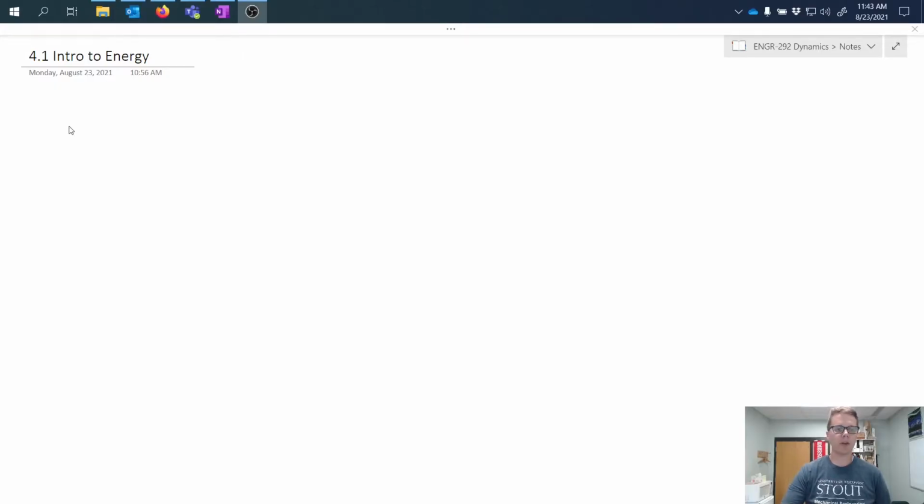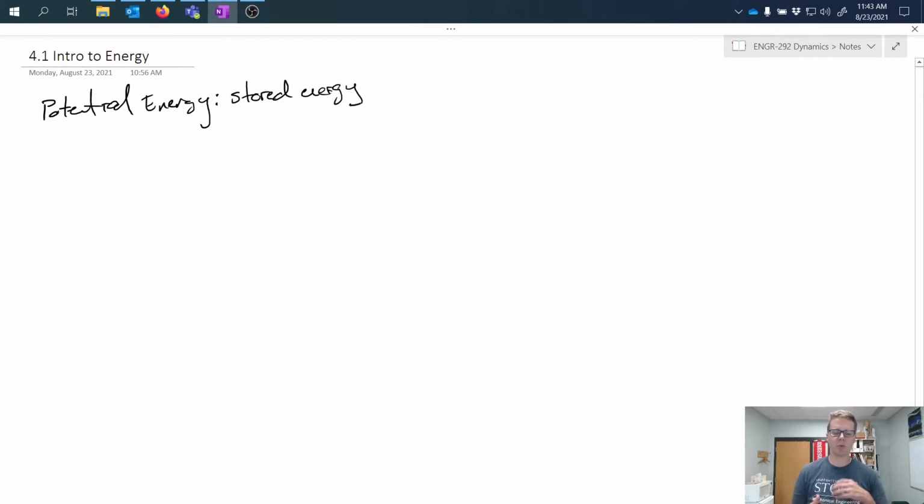So to start with, we have two basic forms of energy that we want to think about. First, we have potential energy. And potential energy we can also think of as stored energy. So for our purposes, we can store energy in different ways. One of the most common ways to store energy would be in holding some mass at a height.